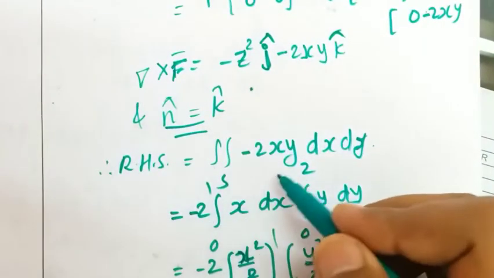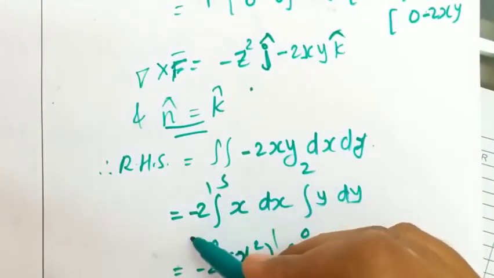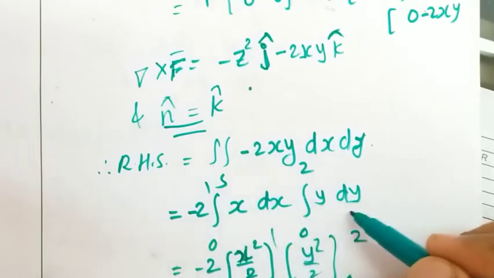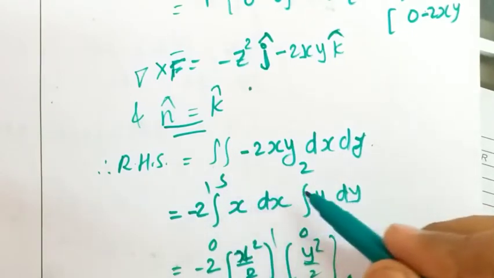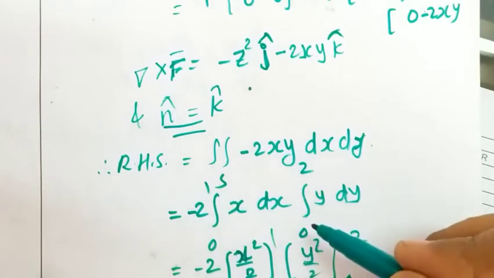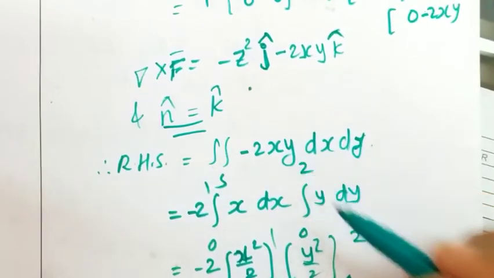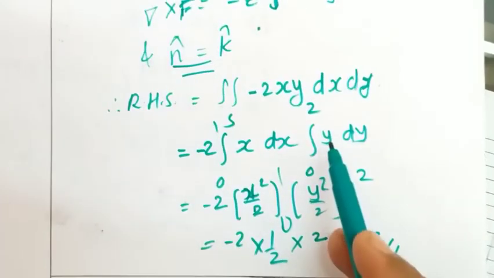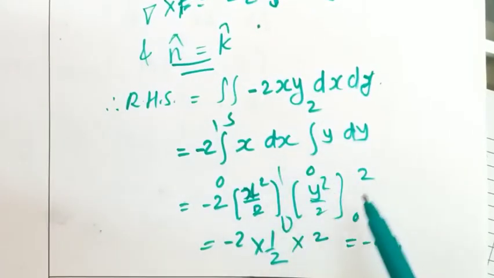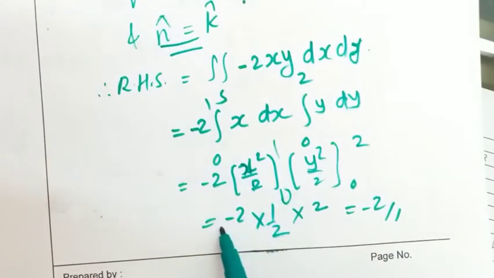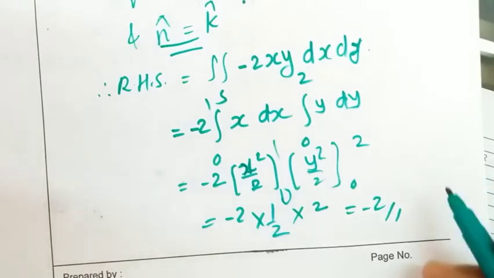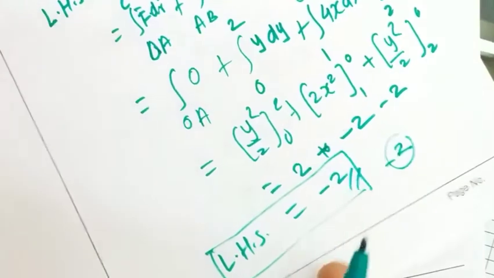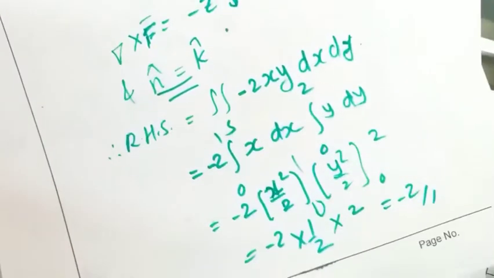Minus 2 is outside, integration of x separate, y separate, with the constant limits given separately. The x limit over that region is 0 to 1, and the limits of y over that region are 0 to 2. After doing integration, both integrals will be x square by 2 and y square by 2, with limits 0 to 1 and 0 to 2. After putting in the upper and lower limits, minus 2 into 1 by 2 into 2 is again minus 2. And the same we calculated for the left hand side, minus 2. So we have the left hand side minus 2, and the right hand side also minus 2.